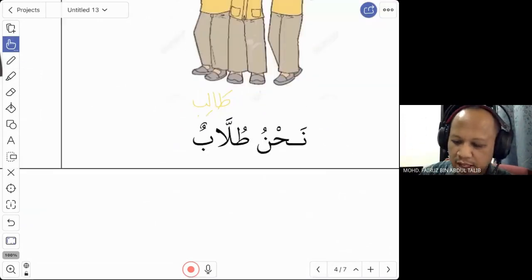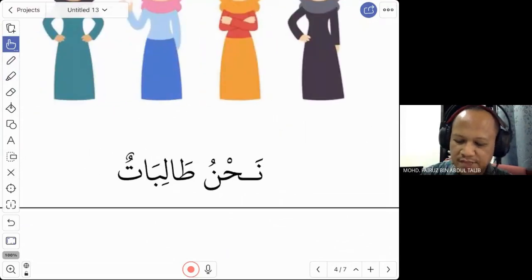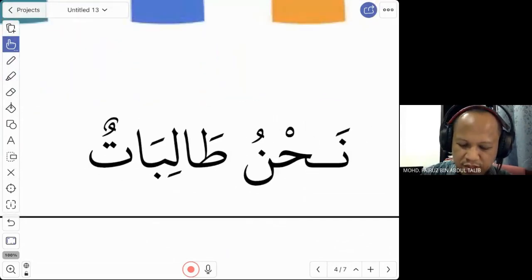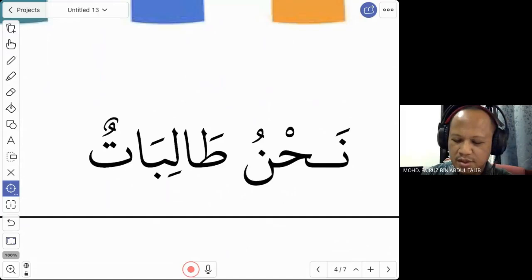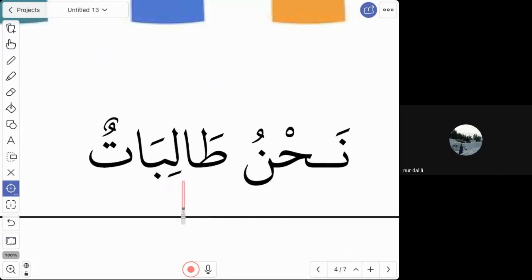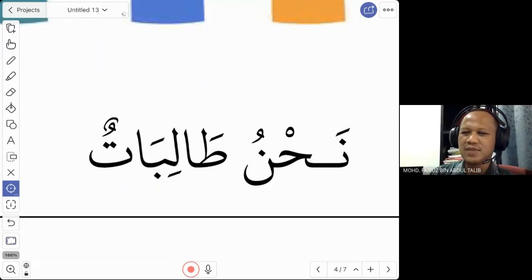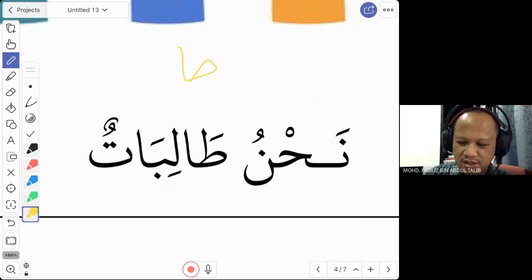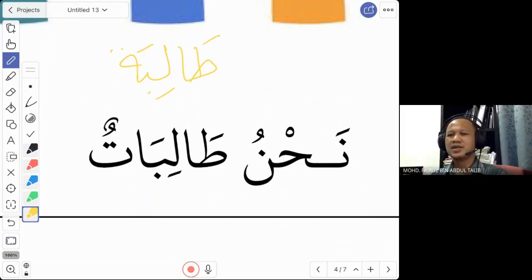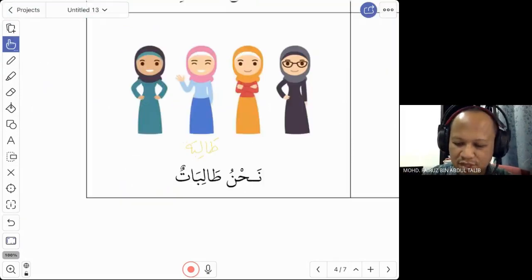Okay, good. And this is for female students. This is the word for female students. We say talibatun. You say talibatun. Iqra'u talibat. طالبات. Yes, talibat, female students. This is the plural for the word talibah, a female student. Plural, talibat. Okay, so done with this one.